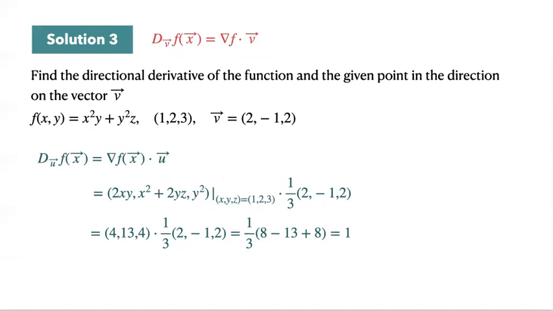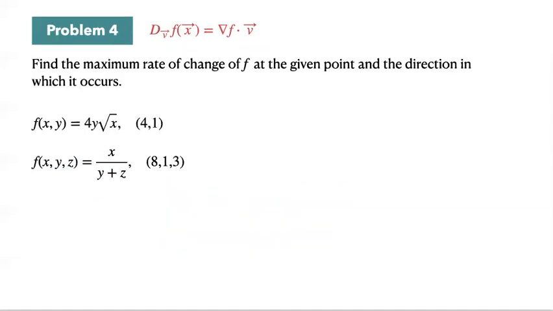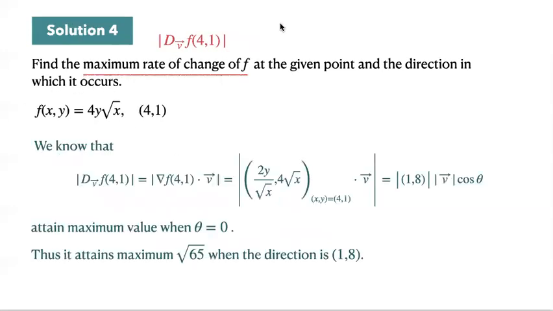Okay, let's see. In this problem, we want to find the maximum rate of change of f at the given points, and the direction in which it occurs. Okay, it means that we want to find the maximum rate of change of f. It means our rate of change of f is the directional derivative of f. Sorry, it is the directional derivative of f with respect to v direction, okay, at our given point 4, 1.